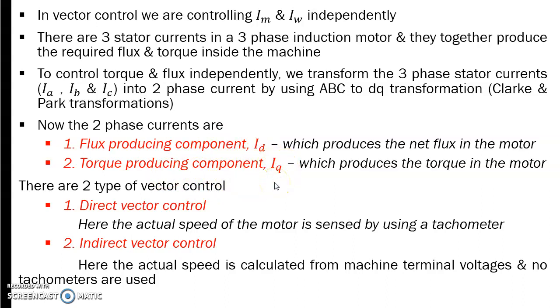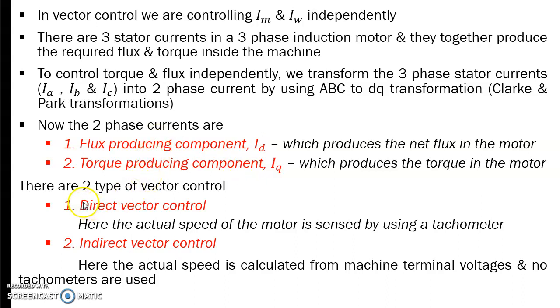Then you can directly control ID and IQ. You can control ID for controlling the flux, and IQ for controlling the torque. That is the basic theory behind vector control. Instead of the three-phase stator current, we get a two-phase current, where one component is the flux producing component and the other is the torque producing component. Now we can achieve independent control of flux and torque.